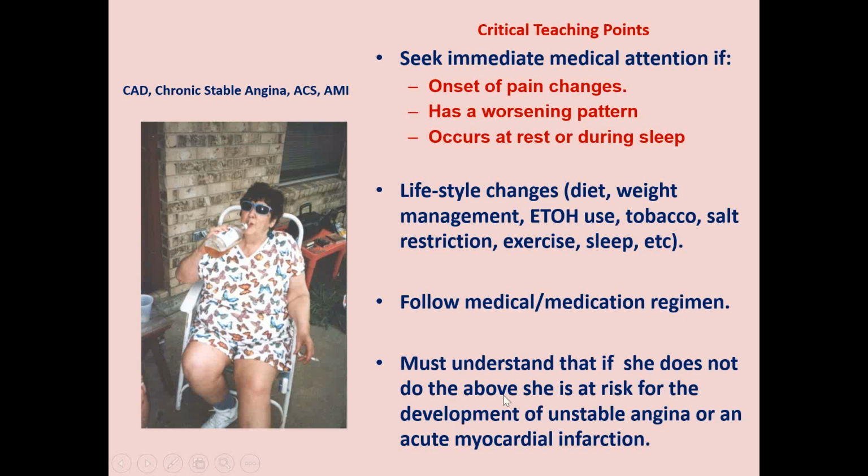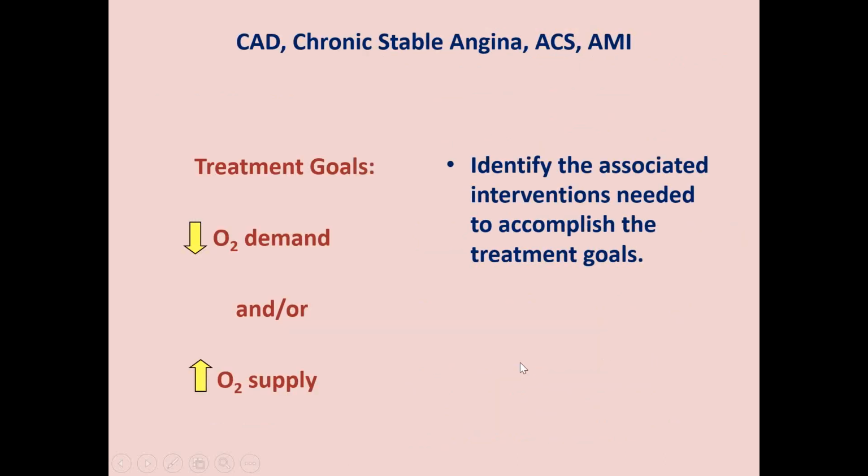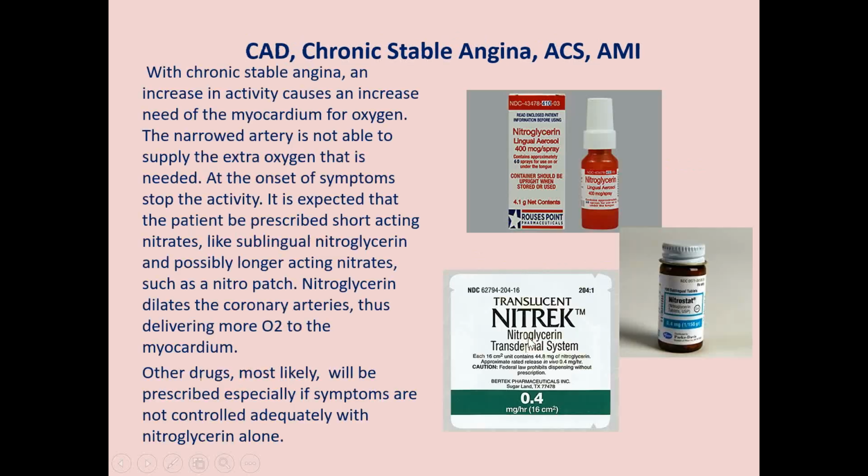And again, if she doesn't make changes and do what she's supposed to, then unstable angina could begin, or an acute MI. So let's talk about the treatment goals of a patient who has chronic stable angina. We've already talked about the fact that it's a supply and demand issue. So again, the goals are going to be to make sure that the demand is down so that the myocardium doesn't need a lot of oxygen in one hit, and then also trying to improve the supply. So how do we accomplish those goals?